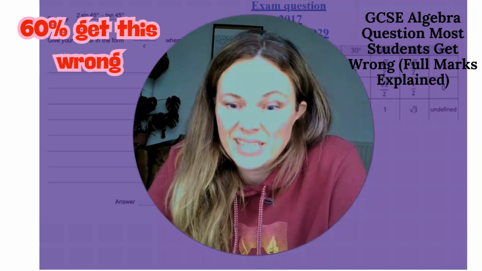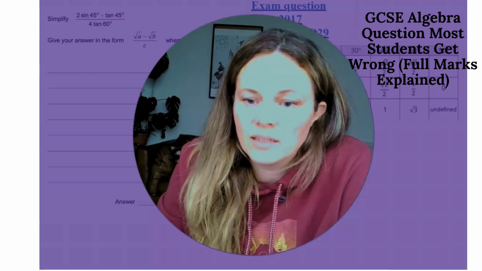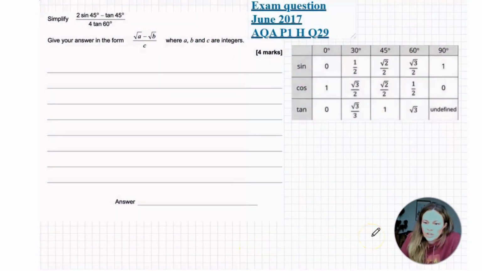So about 60% of pupils didn't get this one right. I think we can go through it and you don't have to be one of those people. Okay, so the question looks like this. We've got a simplifying its exact trig values.